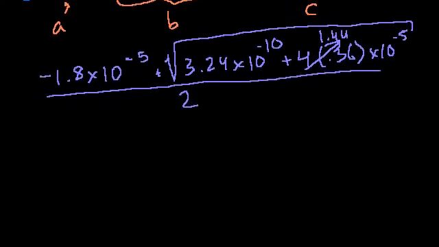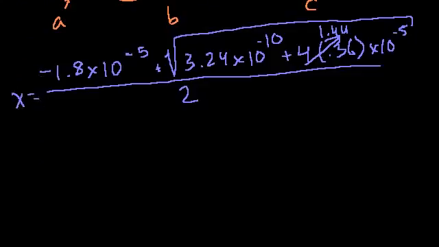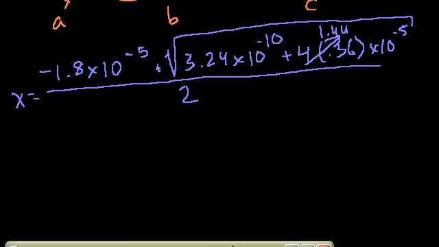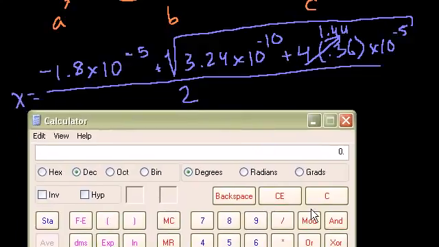So 2. And this is going to be my x value, my concentration of OH. So let's see. I have 3.24 times 10 to the minus 10. That's that. Plus 1.44 times 10 to the minus 5 is equal to that. So that's this whole thing under the radical, and I want to take the square root of that. And so that is to the 0.5 power.